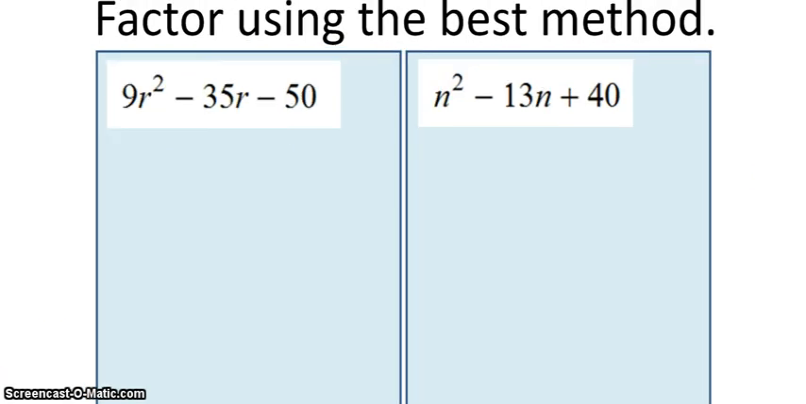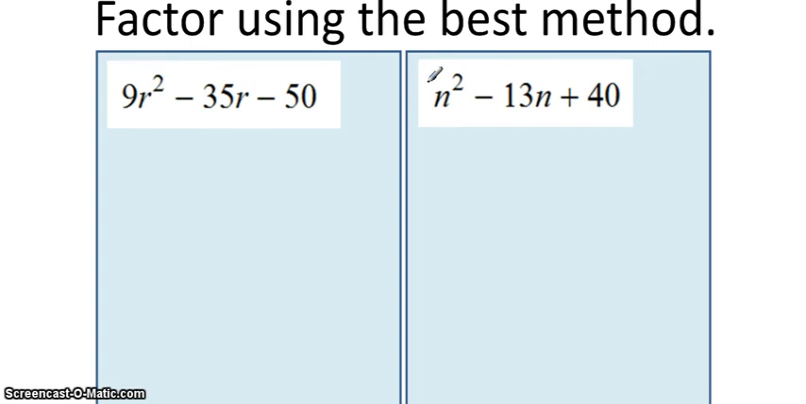Now for our last two examples, I want you to look at them, make sure they're in standard form. Ask yourself, what is that leading coefficient and which method does that tell me to use? Factor these two, check with your shoulder partner, and when you've agreed upon an answer, one of you can go to the front table and pick up worksheets for both of you. Those will be due tomorrow.